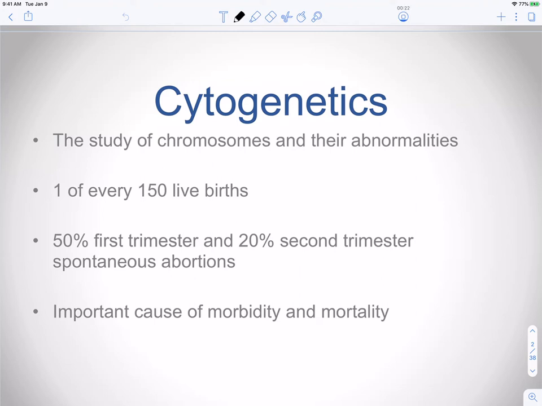Most of them are going to occur in the first trimester, and then a portion of them will occur in the second trimester. Many of these are going to lead to spontaneous abortions, and they are going to be important with respect to morbidity and mortality. Now we're going to talk about some chromosome abnormalities that are viable. This does not mean these are the only abnormalities that actually occur. Of course, other abnormalities can occur, but they typically tend to be non-viable.